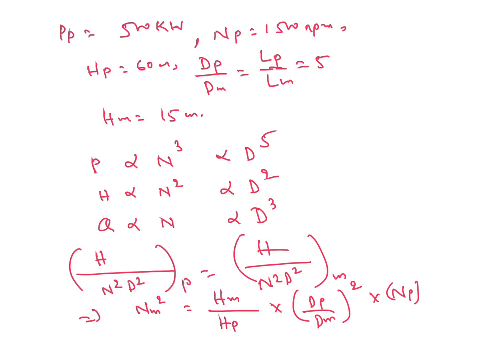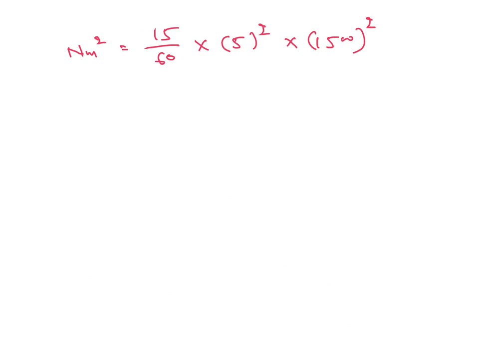So, NM equal to root over 15 by 60, 1 by 4, root over is 1 by 2, into 5, into 1500. So, 750 into 5, 750 into 5 is 3750. This is RPM of the model, NM we got.